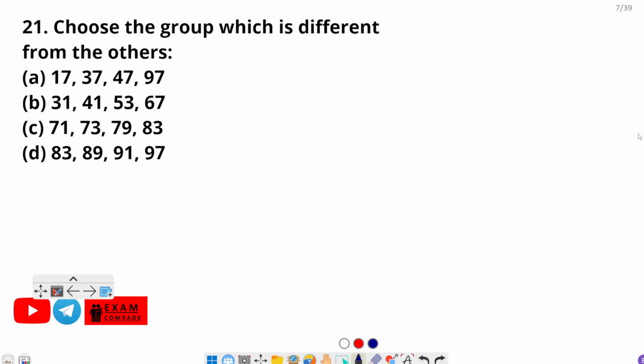Next question: choose the group which is different from others. 17, 37, 47, 97, all are prime. 31, 41, 53, 67, prime. 71, 73, 79, 83, prime. 83, 89, 91: 91 is 13 into 7, so not prime. So this is the answer.